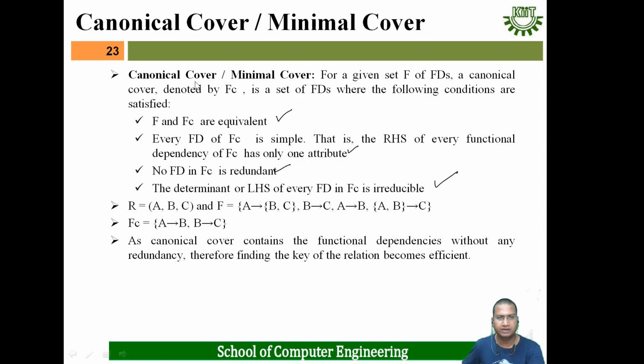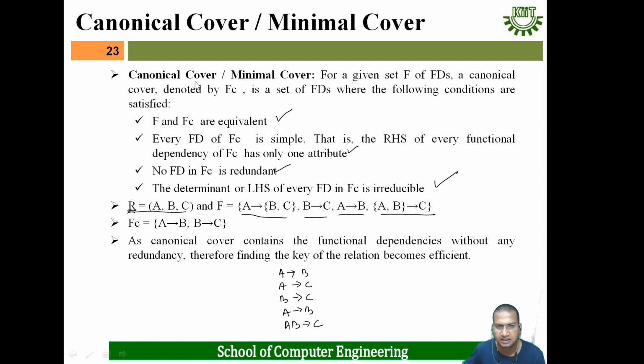Now we'll take one example. Suppose R(ABC) is a relation with three attributes A, B, C, and the functional dependency set is A→BC, B→C, A→B, AB→C. What will be the canonical cover of this functional dependency set? First, make all the functional dependencies contain a single attribute on the right hand side. A→BC can be written as A→B and A→C. Then B→C is there, A→B is there, then AB→C.